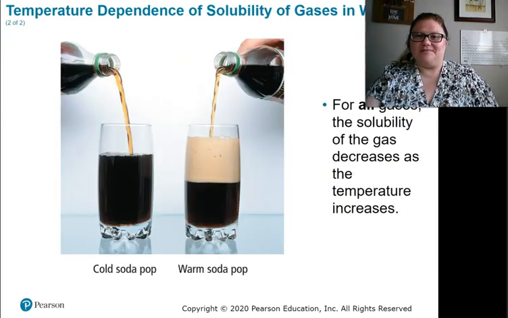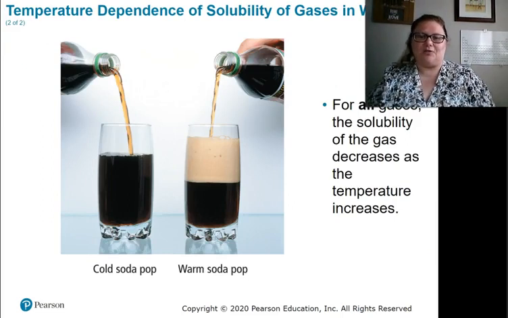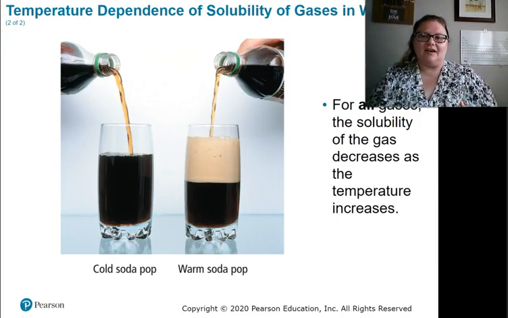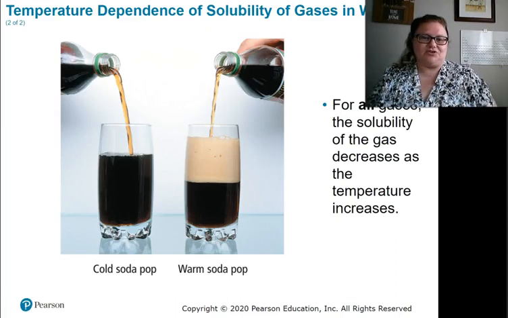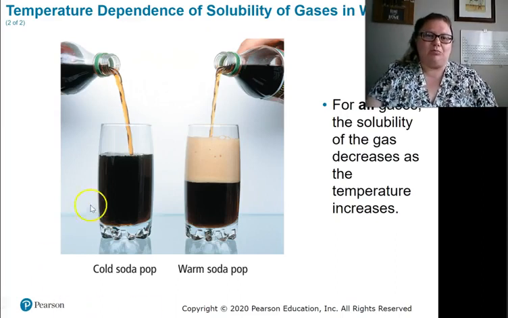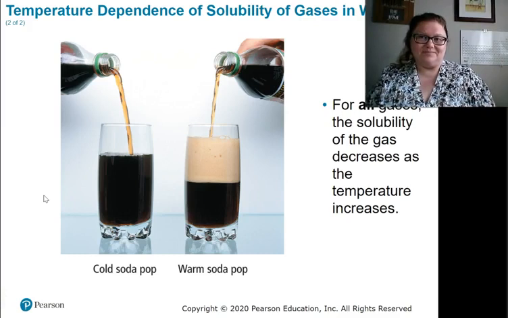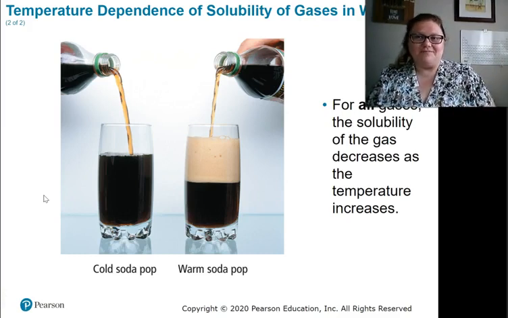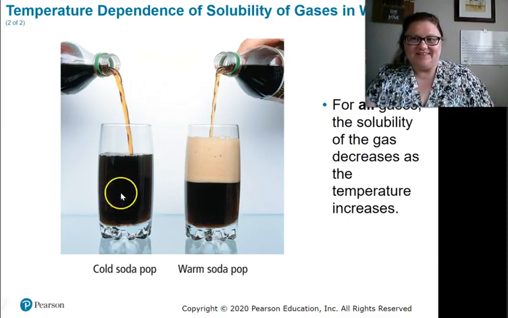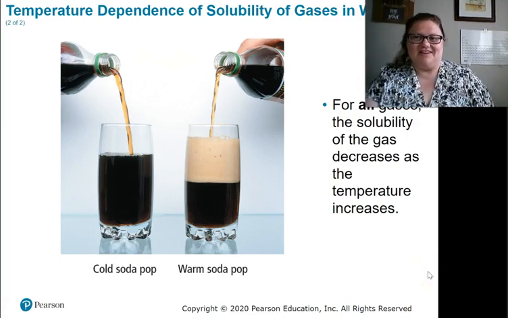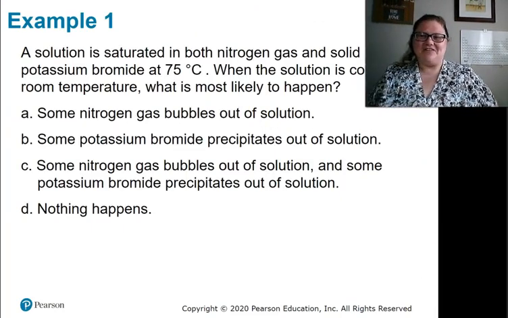So here we have our soda. For all gases, the gas solubility will decrease as the temperature increases. So you can see that the bubbles in the cold soda pop are virtually non-present because they are dissolved in the soda. But if we have warm soda, we have a ton of bubbles because they're all coming out of solution. They're not staying dissolved in the soda. And so that's a perfect example right there. Cold soda, delish.